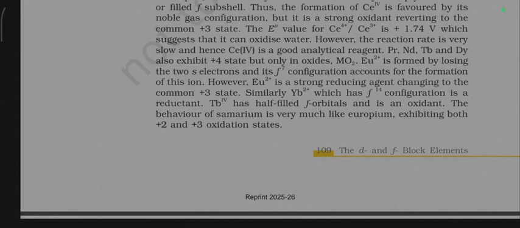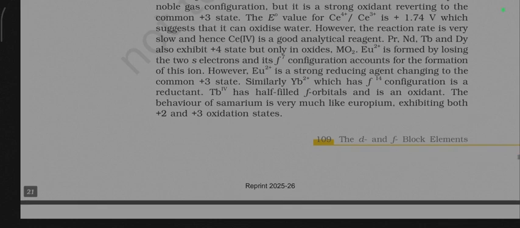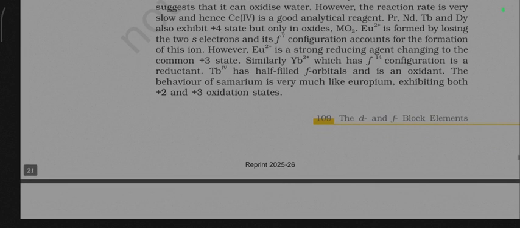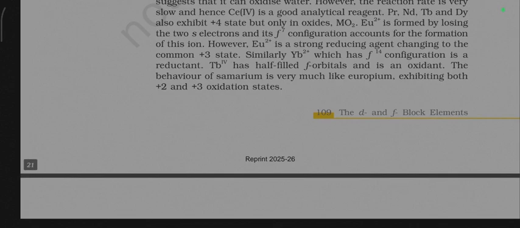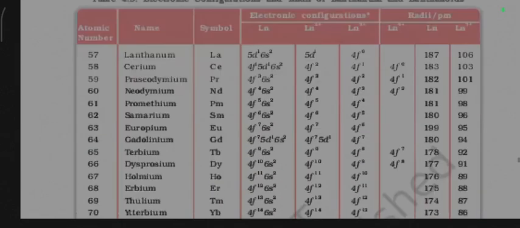Eu2+ is formed by losing the two s electrons, and its f7 configuration accounts for the formation of this ion. However, Eu2+ is a strong reducing agent, changing to the common +3 state. Similarly, Yb2+, which has f14 configuration, is a reductant. Tb4+ has half-filled f orbitals and is an oxidant. The behavior of samarium is very much like europium, exhibiting both +2 and +3 oxidation states.